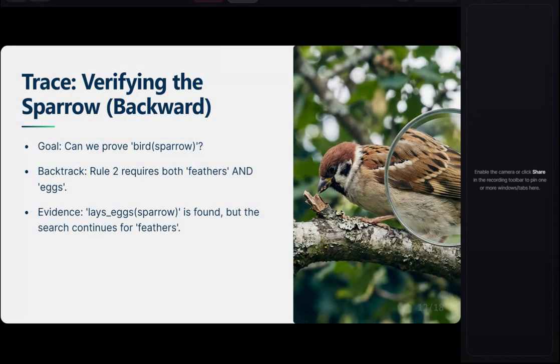Verifying the sparrow is a bit more work. Our goal is bird sparrow. Rule 2 tells our detective they need two pieces of evidence: feathers and eggs. They find eggs in the knowledge base, but then they have to keep looking to see if feathers is also true. If any part of the evidence is missing, the detective can't prove the case. This is how backward chaining ensures every requirement is met before reaching a conclusion.